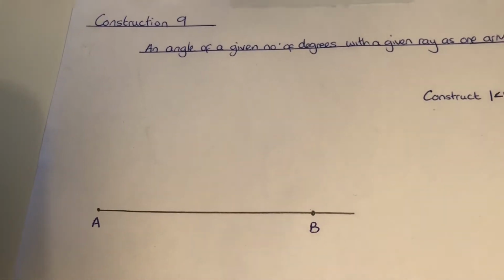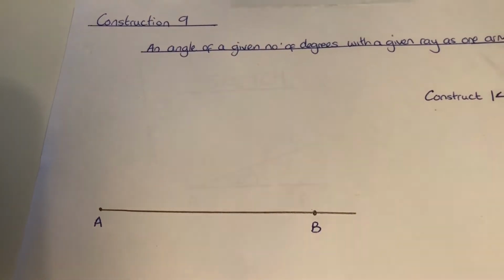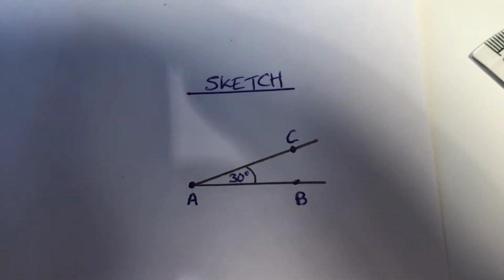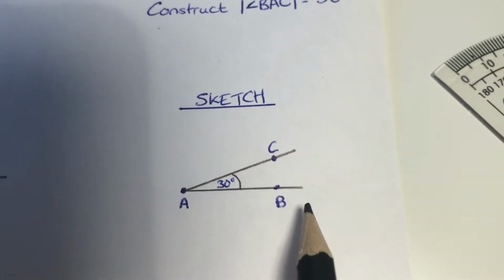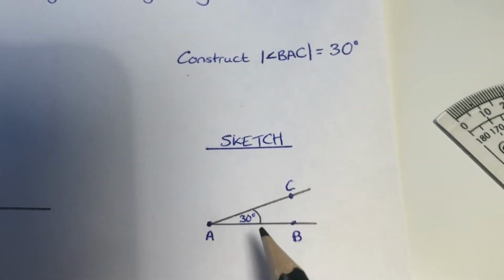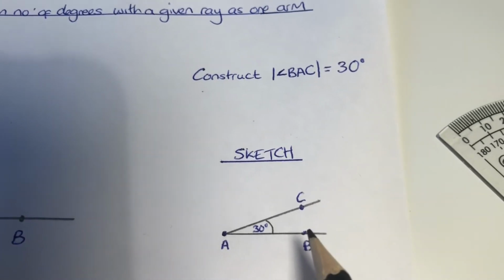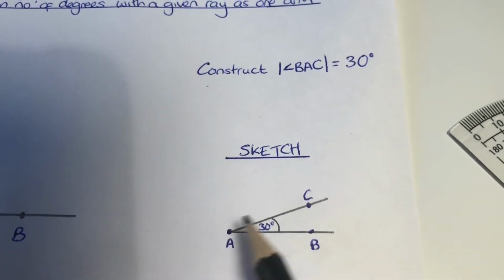Now with all constructions, we always start with a sketch. So here is my sketch. We have the original ray, AB, and we know that we have to create a 30-degree angle so that we have the angle BAC.